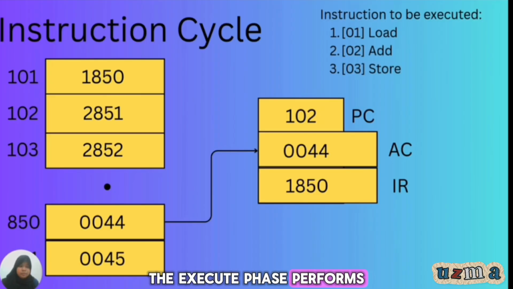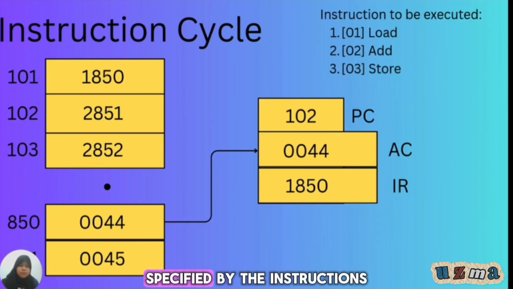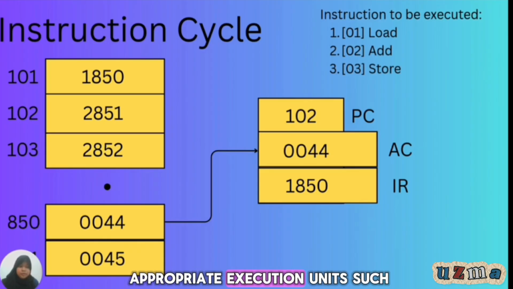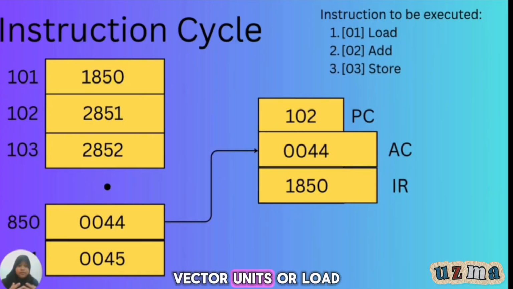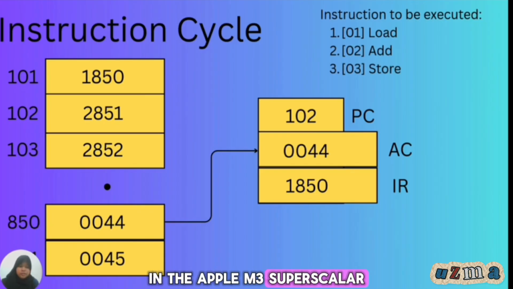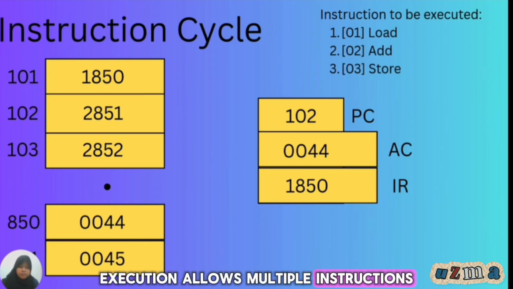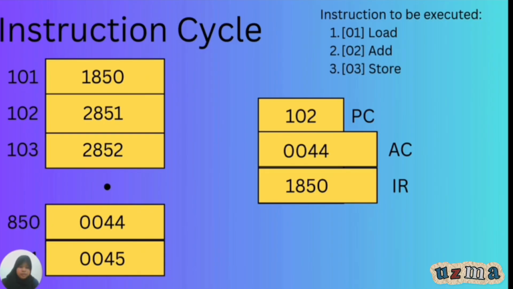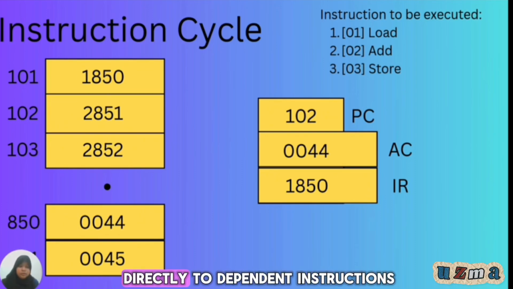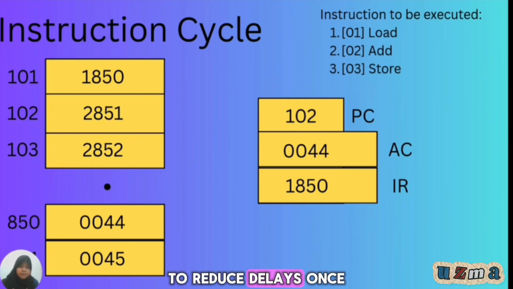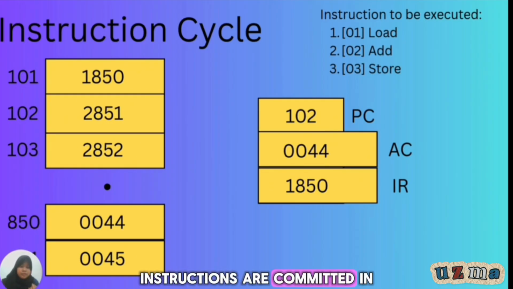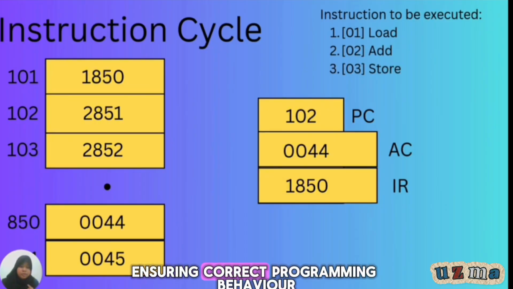The execute phase performs the operations specified by the instructions. Instructions are issued to appropriate execution units such as integer ALUs, floating point units, vector units, or load store units. In the Apple M3, superscalar execution allows multiple instructions to execute in parallel across different units. Results can be forwarded directly to dependent instructions to reduce delays. Once execution is complete, instructions are committed in program order, ensuring correct programming behavior.